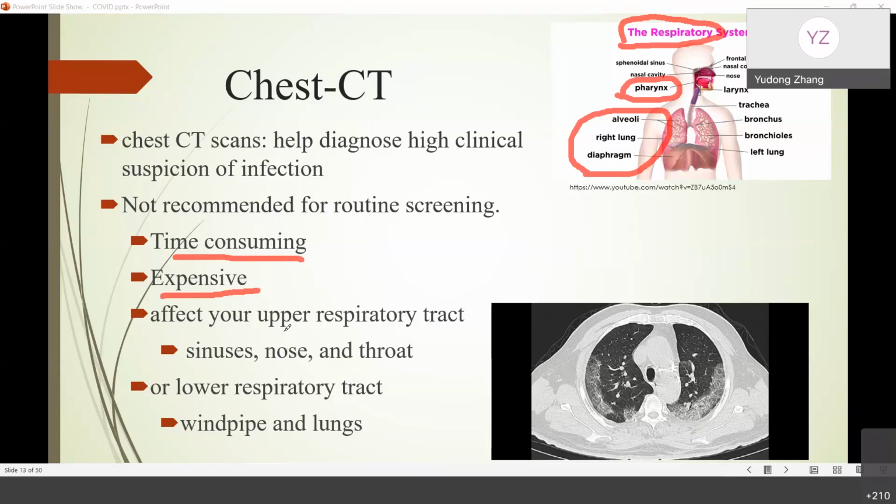The chest CT only works when the virus affects your upper respiratory tract or lower respiratory tract. So at the very early stage, when the virus just influences your mouth or your nose, the chest CT does not work.